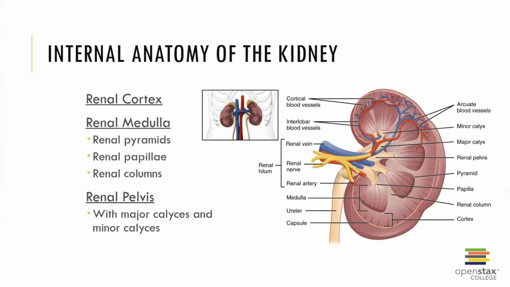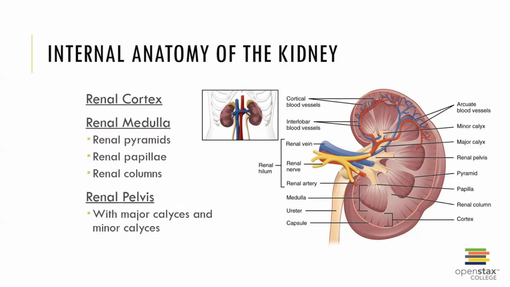Okay, a key word here is cortex. We know that that means the outermost portion of an organ. So in this case, renal, we're talking about the kidney, the outermost portion of the kidney. And this is actually in contact with the renal capsule.